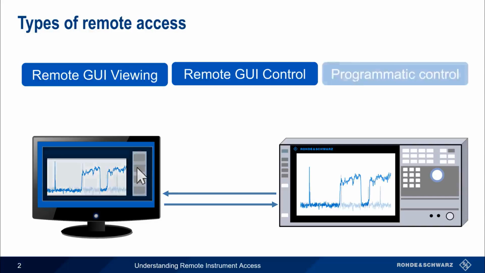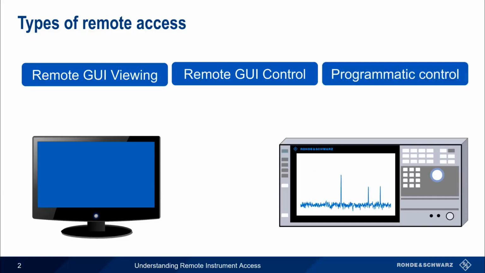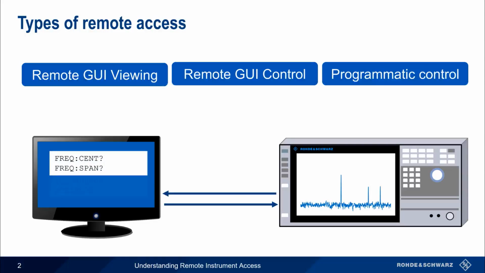The third type of remote access is programmatic control. This is a fancy way of saying that we control the instrument by sending it text-based commands, and we receive information from the instrument in the form of text-based replies. In most cases, test and measurement instruments from Rohde & Schwarz support both remote GUI control as well as programmatic control, either separately or simultaneously.